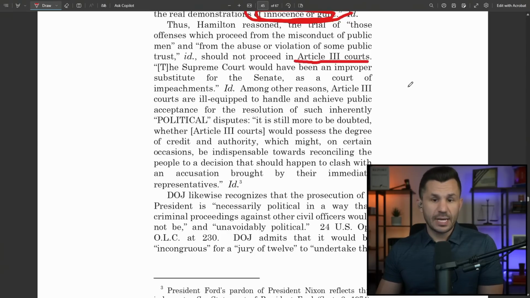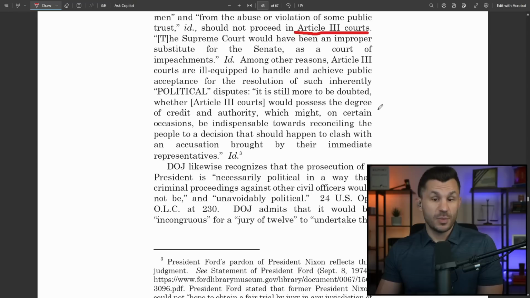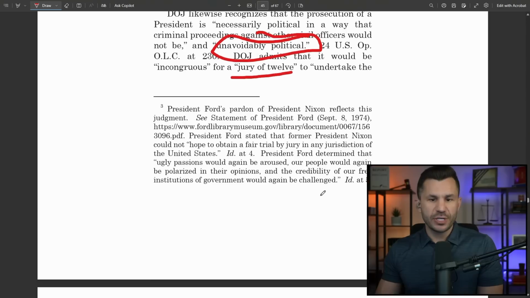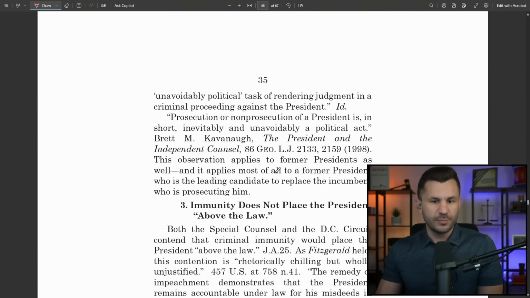The Supreme Court would have been an improper substitute for the Senate as a court of impeachments. Among other reasons, Article 3 courts are ill-equipped to handle political battles. The DOJ also recognizes this. The prosecution of a president is necessarily political in a way that criminal proceedings against other civil officers would not be. It's unavoidably political. And the DOJ admits that it would be incongruous for a jury of 12 to undertake the unavoidably political task of rendering a judgment against the president. Well, they're trying to do that in 4 different states now.